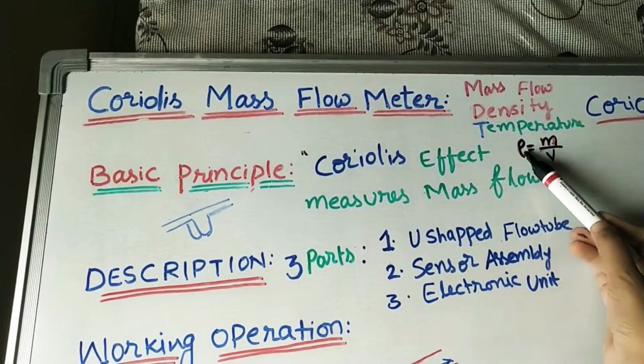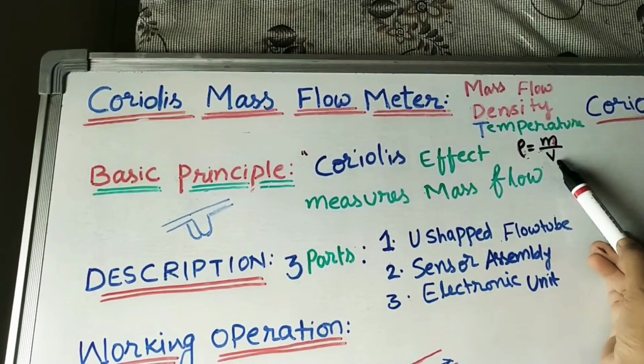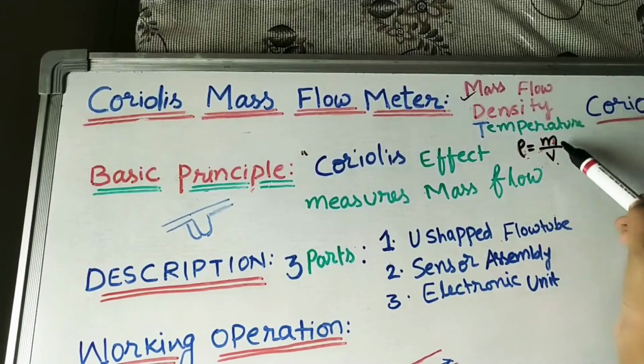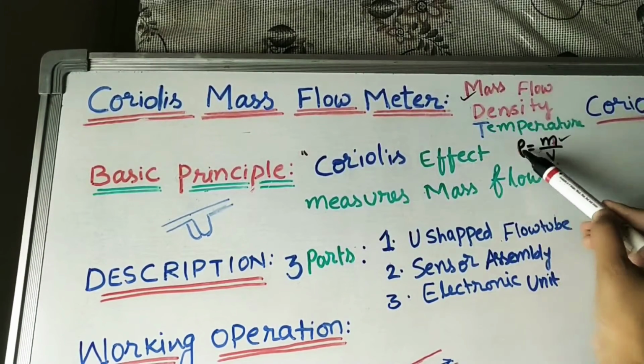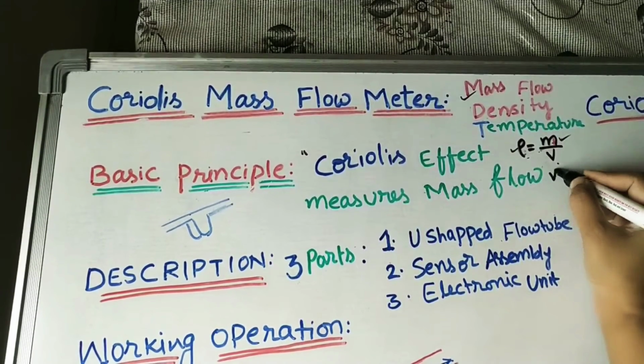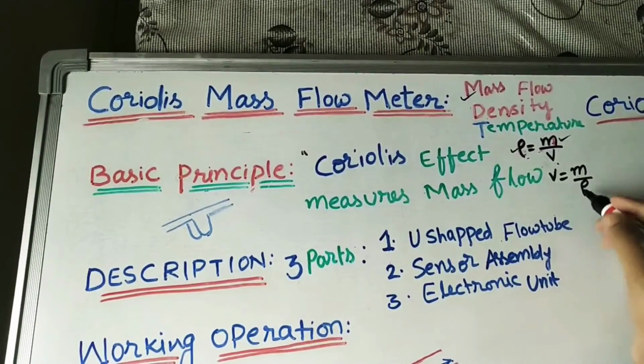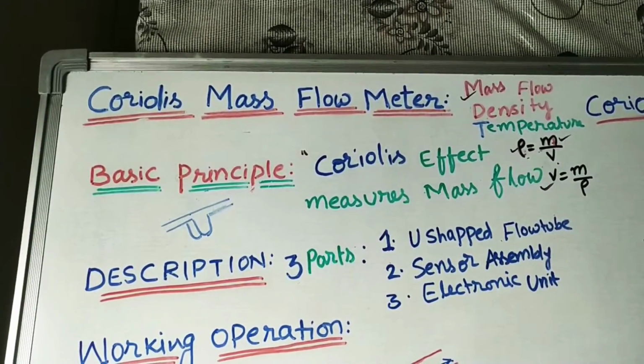So by using this formula, as we know, density is rho, density is equal to mass by volume. If you know mass and density, we can substitute here. By using this formula, we can find volume is equal to mass by density. So we can find the volume of the flow also.